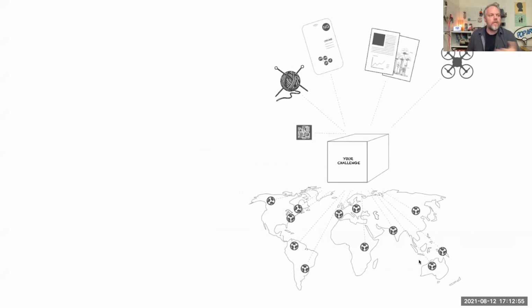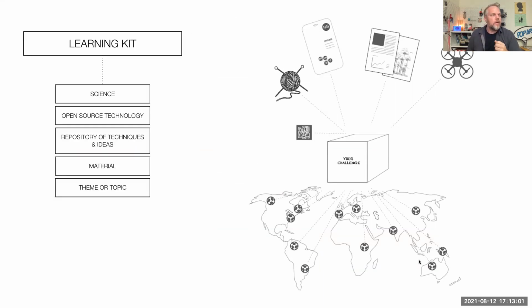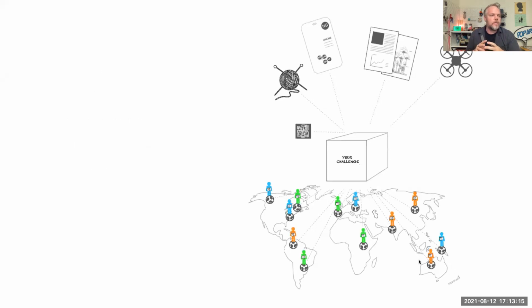One way that I think this would work nicely is, let's say you had a box, and in the box you had a learning kit. So you had your science, you had open source technology, you had a repository of ideas and techniques, materials that you could use, a theme or a topic. And that was distributed among different Fab Labs. And what if those Fab Labs integrated those and encouraged youth in their organizations to get involved in this challenge?